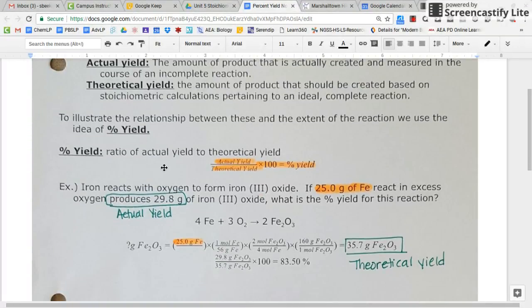Percent yield is a ratio of the actual yield to the theoretical yield. That means you're dividing the actual mass by the theoretical mass, times 100.